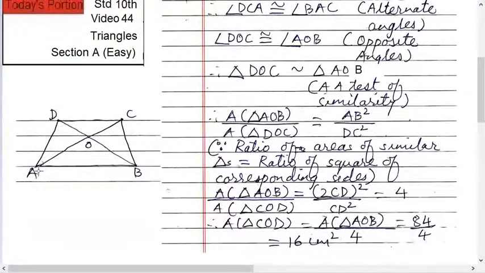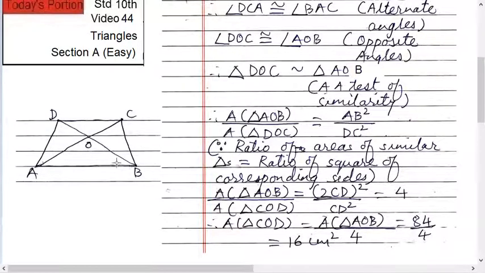Therefore, area of triangle AOB upon area of triangle DOC equals AB square upon DC square, right? Why? There is a theorem for you. The ratio of areas of similar triangles is equal to the ratio of squares of the corresponding sides. Okay. Therefore, area of AOB upon area of COD equals 2CD square upon CD square.